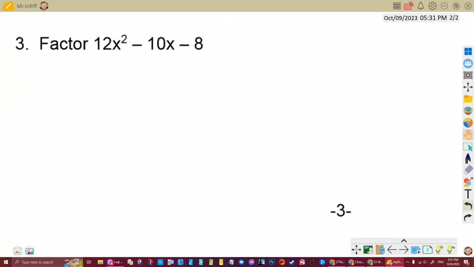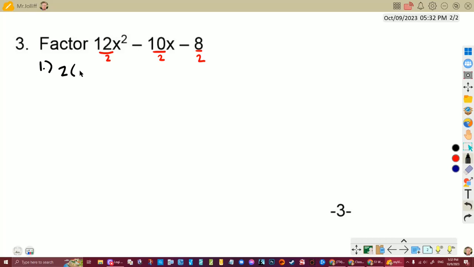Okay, last one. 12x squared minus 10x minus 8. So first step, we look for common factors. All of those numbers are even, so I know that all of those numbers are divisible by 2. So we're going to pull a 2 out in front.